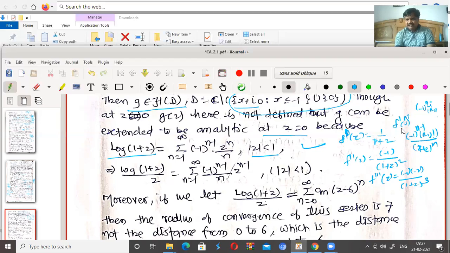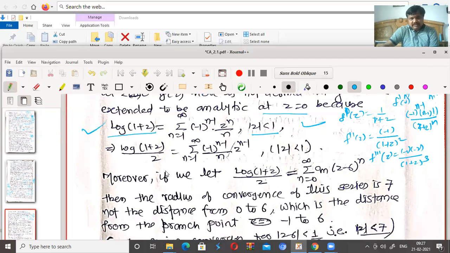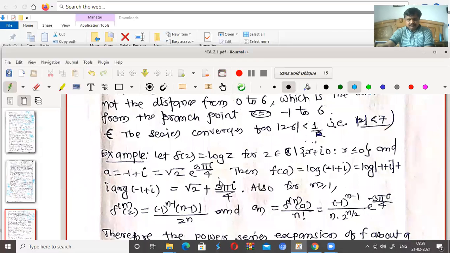And what will be a_n? f^(n)(0) upon n factorial. So divided by n factorial, we get minus 1 raised to n minus 1 upon n. So minus 1 raised to n minus 1 upon n into z raised to n, for mod z less than 1. This is log of (1 plus z). Therefore, dividing this by z, log of (1 plus z) upon z becomes the power series, summation n from 1 to infinity of minus 1 raised to n minus 1 upon n into z to the power n minus 1, for mod z less than 1. Okay, that is the case.